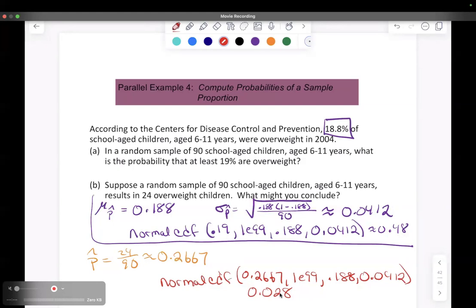So you're just going to want to say what could have caused us to have an unusual sample. Things have probably changed since 2004. My guess is that obesity in kids is probably higher than 18.8% right now. I don't know what you all think, but I think it's probably higher. Okay, questions before we do one more example?